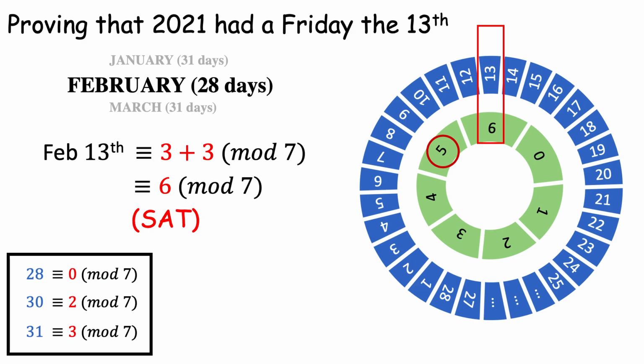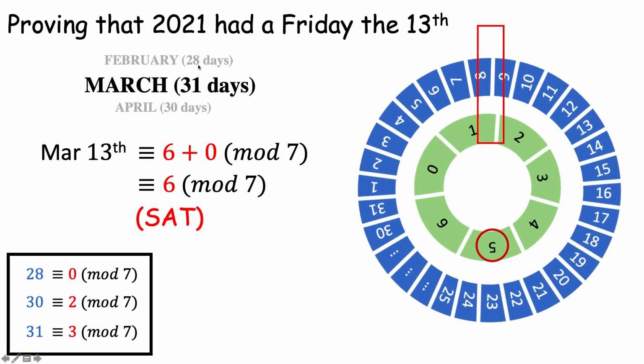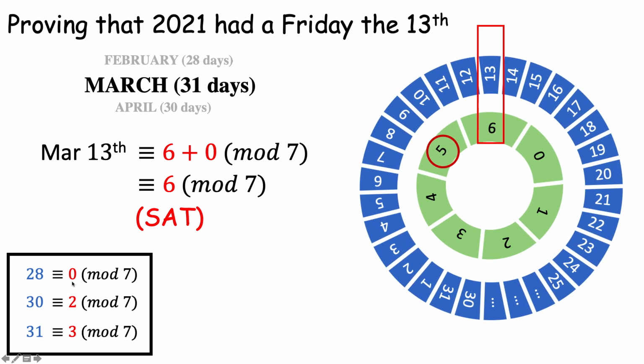Now we go to the March 13th and we use this same trick to find out what day of the week it was on March 13th. And we see that because February had 28 days, we add 0 to this number 6. So again, March 13th is a Saturday by this calculation.